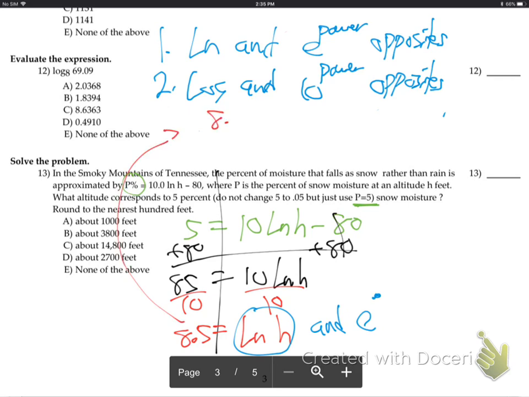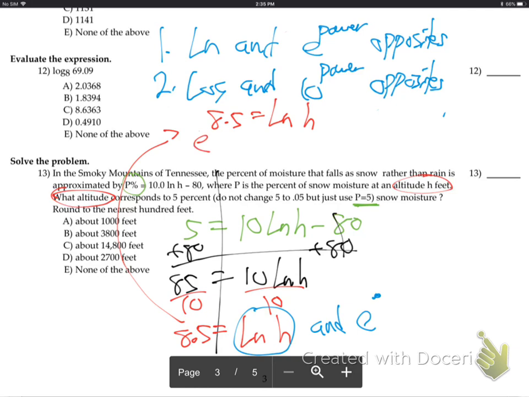So we've got what? We've got 8.5 is ln h. What am I trying to do? I'm trying to get rid of that ln because I want to get h alone, right? They asked me to solve for h. How do I know they said that? They said, what altitude? And altitude is h, they said somewhere. Here, altitude is h. They said, what altitude? Altitude is h. So they're saying, what is h? Aren't they? So how do I solve for h?